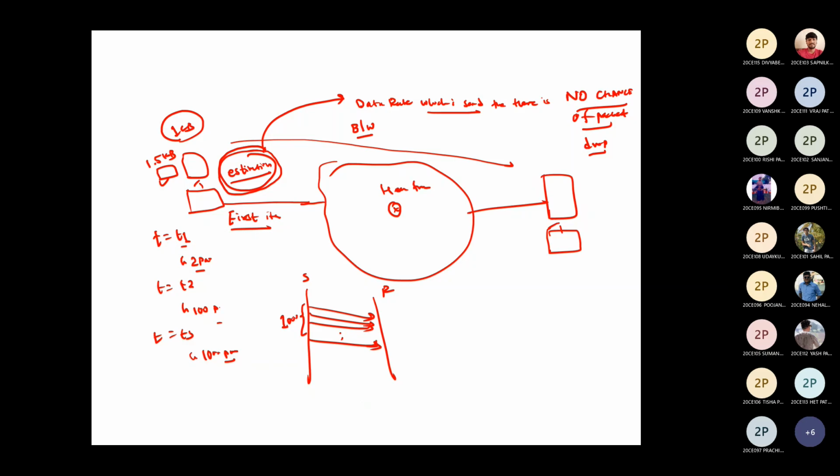Okay, so how have you decided this is 1000? That's the problem over here. How have you decided this is 1000? So what is the solution? Send one packet, wait for the acknowledgement.